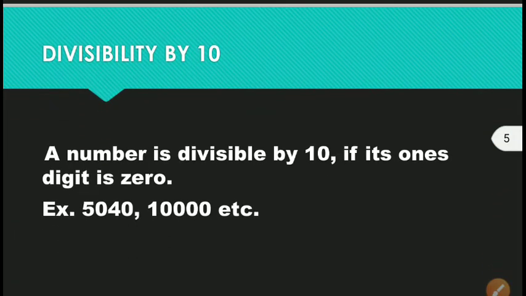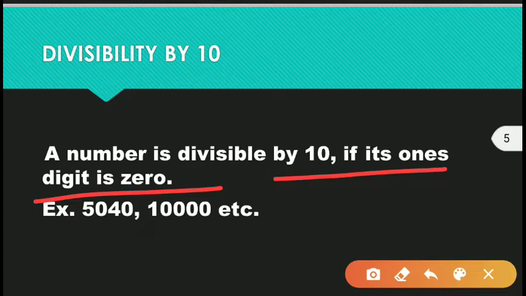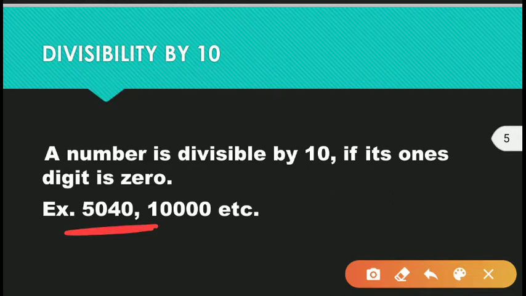Next, divisibility test for 10. A number is divisible by 10 if its ones digit is 0. For the divisibility test, the ones digit should always be 0. If it has any digit except 0, the number will not be completely divisible by 10. Suppose this is your example. Here the unit digit is 0. So this will be completely divisible by 10. Here the unit digit, or the ones digit, both are the same. Here the ones digit is 0. That means it is also divisible by 10.